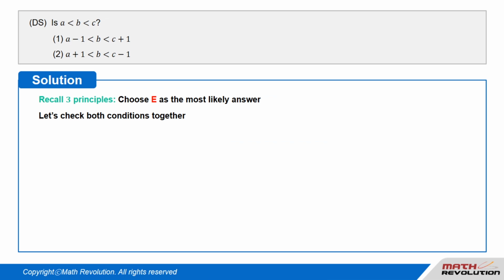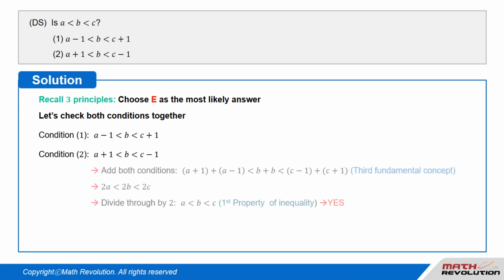Taking both conditions together, we get A minus 1 is less than B, which is less than C plus 1 from condition 1, and A plus 1 is less than B, which is less than C minus 1 from condition 2. Adding both the inequalities, we get whole of A plus 1 plus whole of A minus 1 is less than B plus B, which is less than whole of C minus 1 plus whole of C plus 1 by the third fundamental concept in inequality. That is, 2 times A is less than 2 times B, which is less than 2 times C. Dividing this inequality by 2, we get A is less than B, which is less than C, by the first property of inequality, which is the positive rule in inequality.